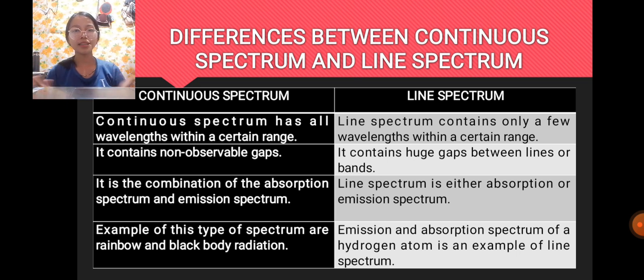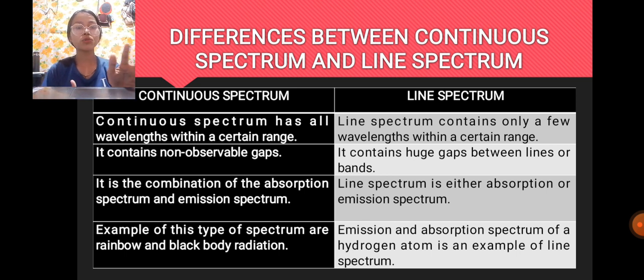Next, the continuous spectrum is a combination of the absorption spectrum and emission spectrum, while the line spectrum is either absorption or emission spectrum. The examples for continuous spectrum are rainbow and black body radiation, while the example of line spectrum includes the hydrogen atom, which I showed in the earlier picture. So that's an example of line spectrum of hydrogen, also the iron. So that's the difference between the two spectrum.